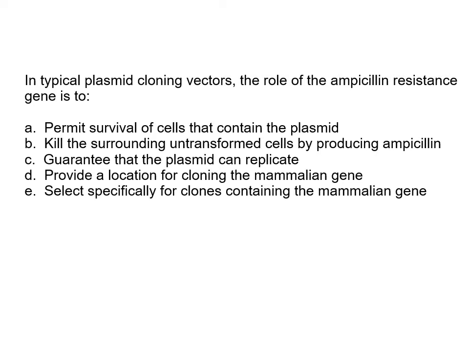In typical plasmid cloning vectors, the role of the ampicillin resistance gene is to permit survival of cells containing the plasmid, kill the surrounding untransformed cells by producing ampicillin, guarantee that the plasmid can replicate, produce a location for cloning the mammalian gene, select specifically for clones containing the mammalian gene. Okay, so the answer is A, permit survival of the cells containing the plasmid.